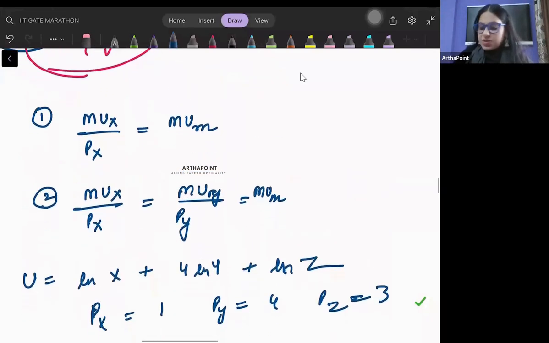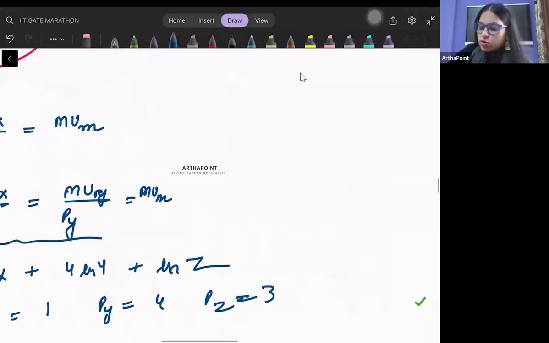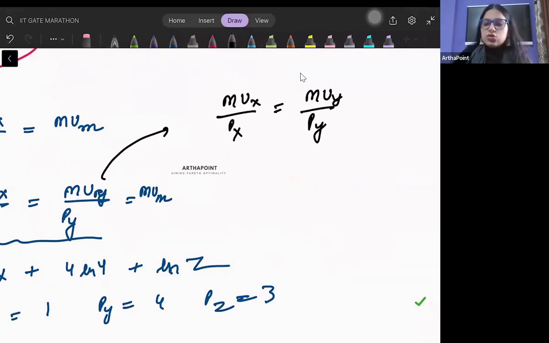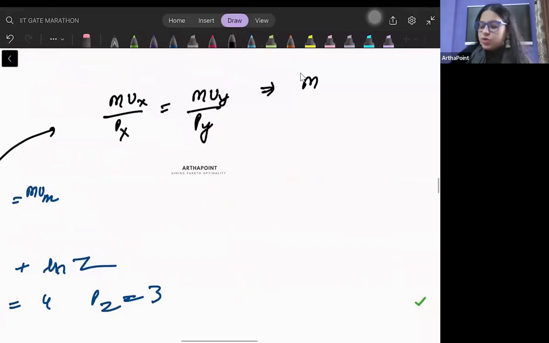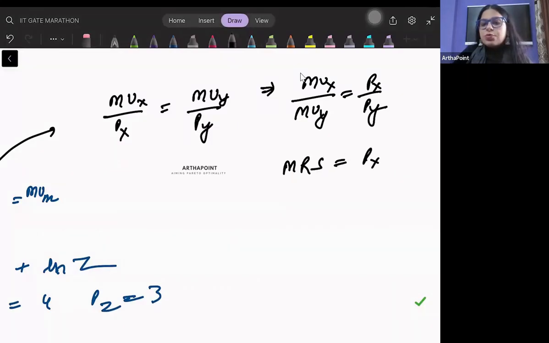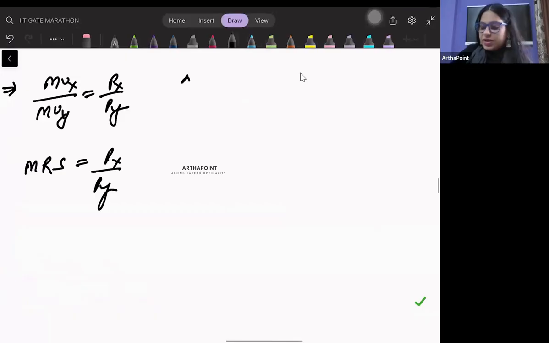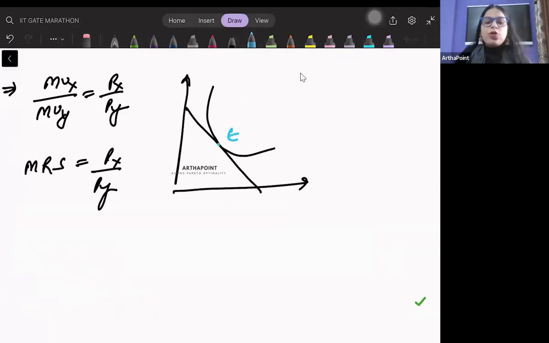मतलब जब हम 2D space में करते हैं, when we say that MUX by PX is equal to MUY by PY, तो इसको मैं rewrite कर सकती हूँ कि if MUX by PX is equal to MUY by PY, so this means that MUX by MUY will be equal to PX by PY. तो इसका मतलब हो गया that MRS will be equal to PX by PY. तो diagrammatically तो simple हो गया that this means that I will have this as my point of equilibrium, है ना, wherever there is tangency condition, यही मतलब हो गया.